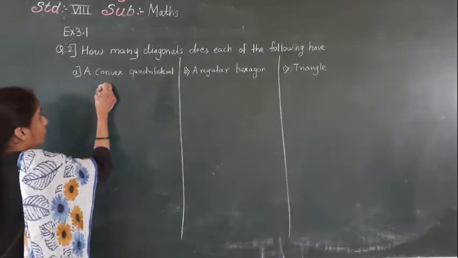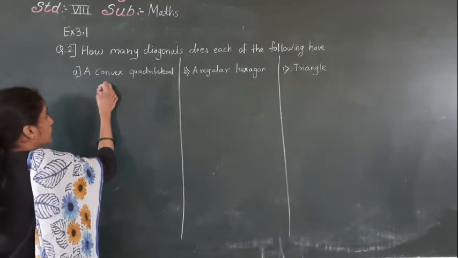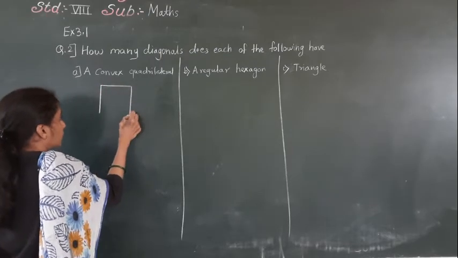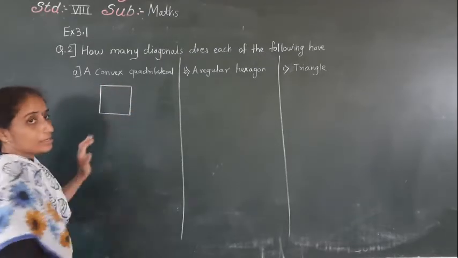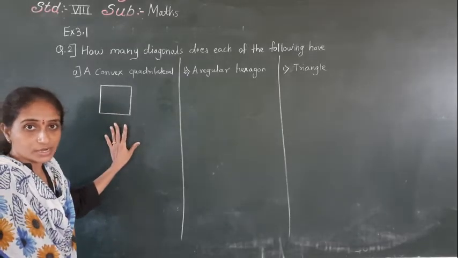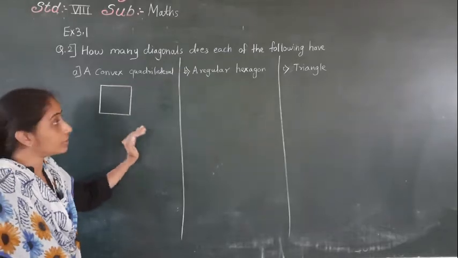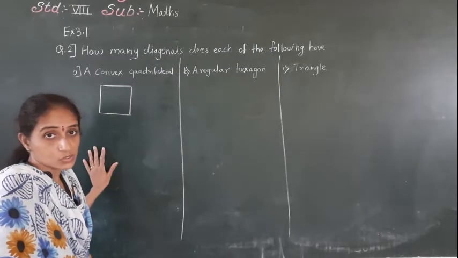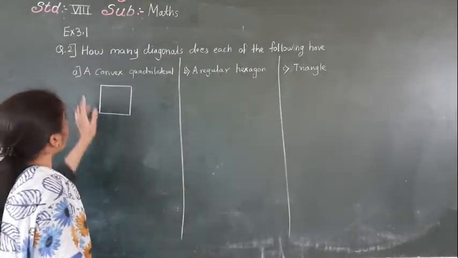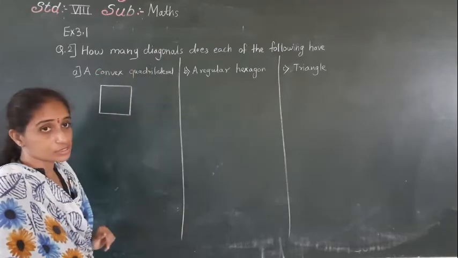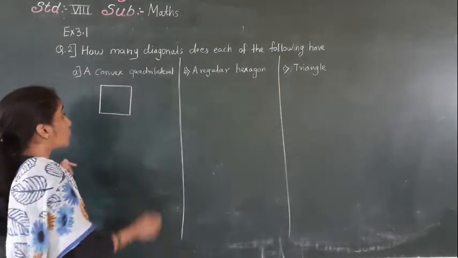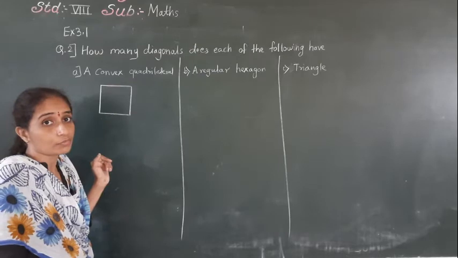Now see, I will draw a convex quadrilateral. Suppose I have drawn this quadrilateral. This is a convex quadrilateral. See, each of the angles measures less than 180 degrees. So this is a convex quadrilateral. Now what is asked? How many diagonals? So how many diagonals can we draw from this?